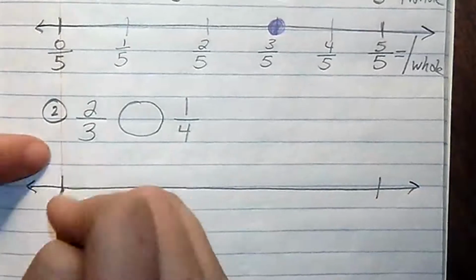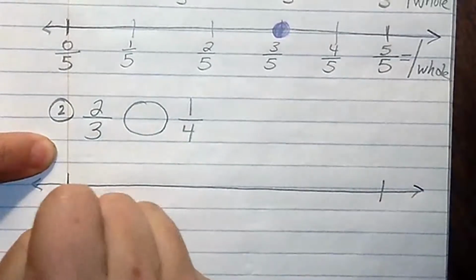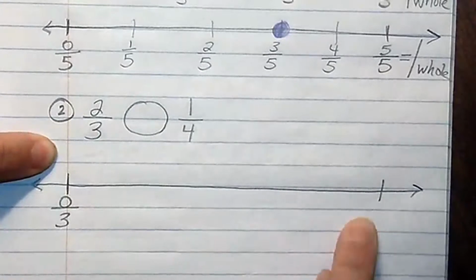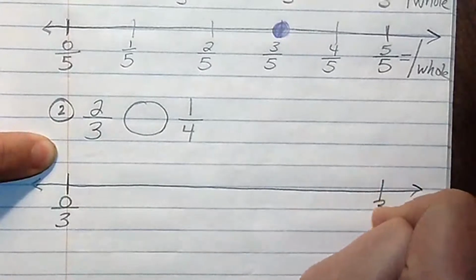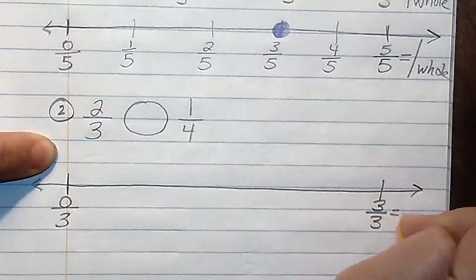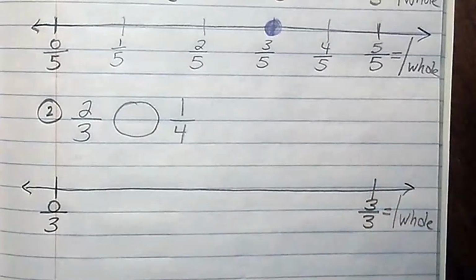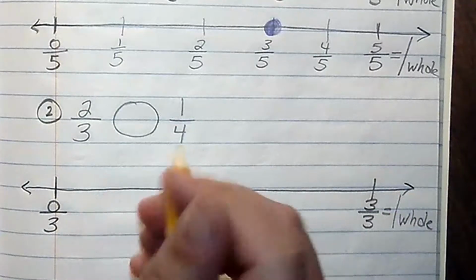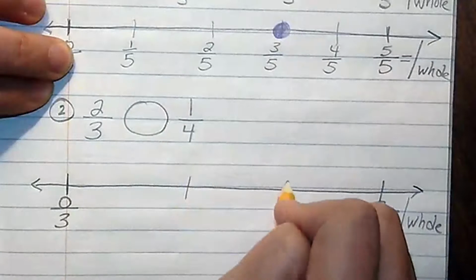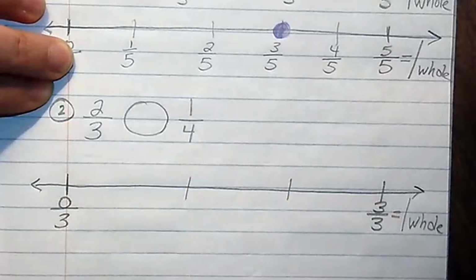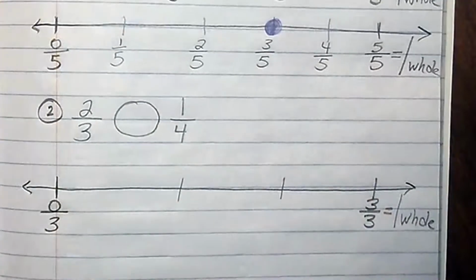At the beginning, I have 0/3. But all the way at the end, I would have 3/3 or 1 whole. Now, I need to split it into thirds, which means I need to make 2 lines. So I'm going to make a line here and make a line here. And now I need to label them.